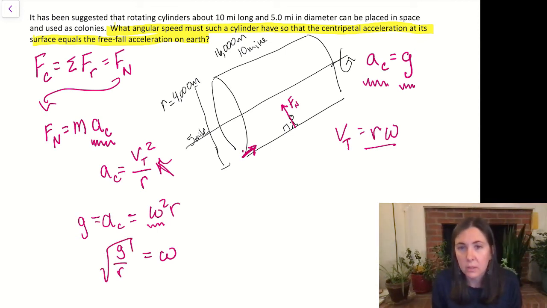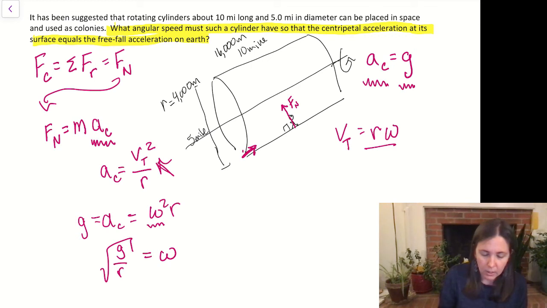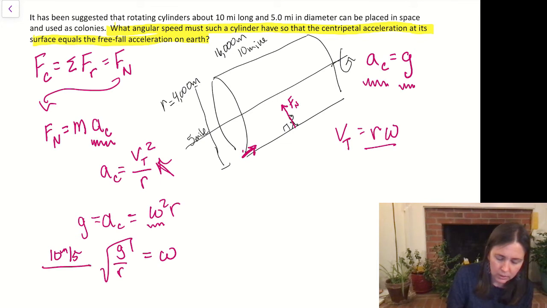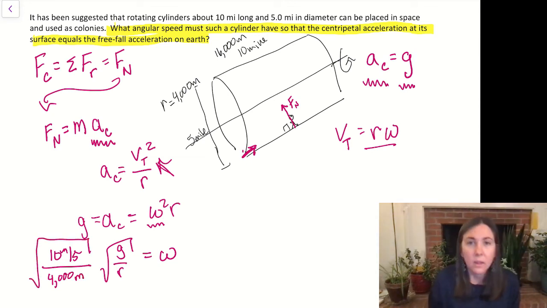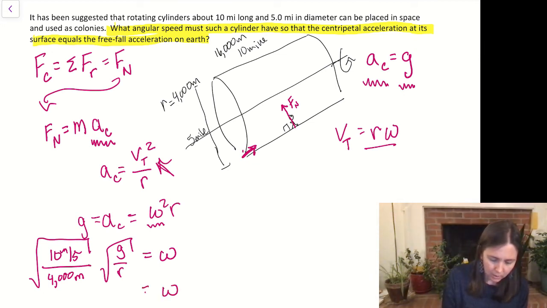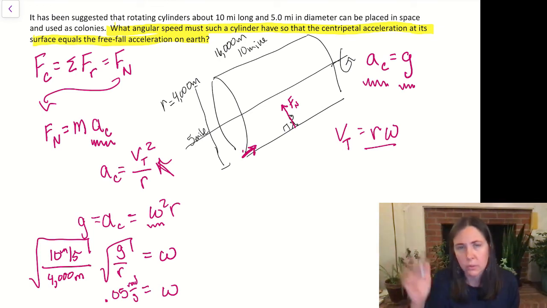We can do the math on this, right? We can take 10 meters per second squared divided by a radius of 4,000 meters, and then take the square root of that. That gives us an angular speed of 0.05 radians per second after we do the square root.